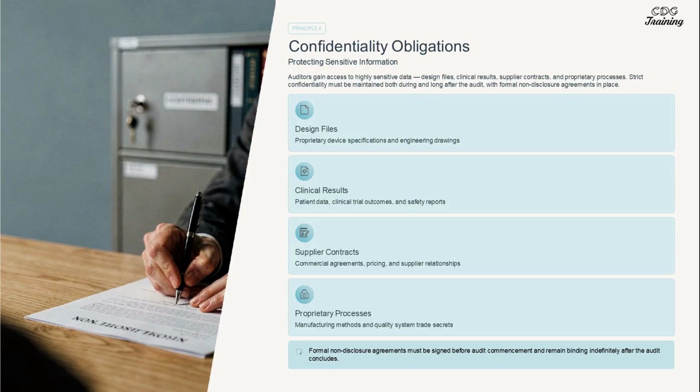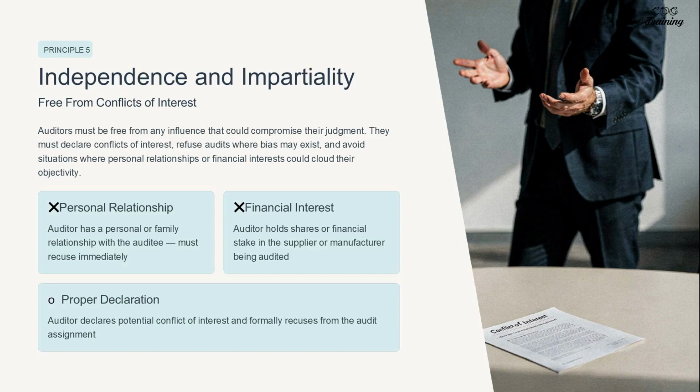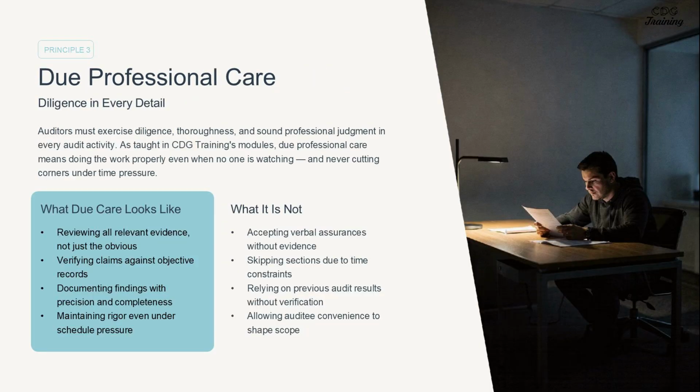Auditors gain access to sensitive information and must maintain strict confidentiality to protect proprietary data and relationships. Auditors must be free from any influence that could compromise their judgment. Proper declaration of conflicts of interest is essential to maintain objectivity. Auditors must exercise diligence, thoroughness, and sound professional judgment in every audit activity. This means doing the work properly, even when no one is watching.